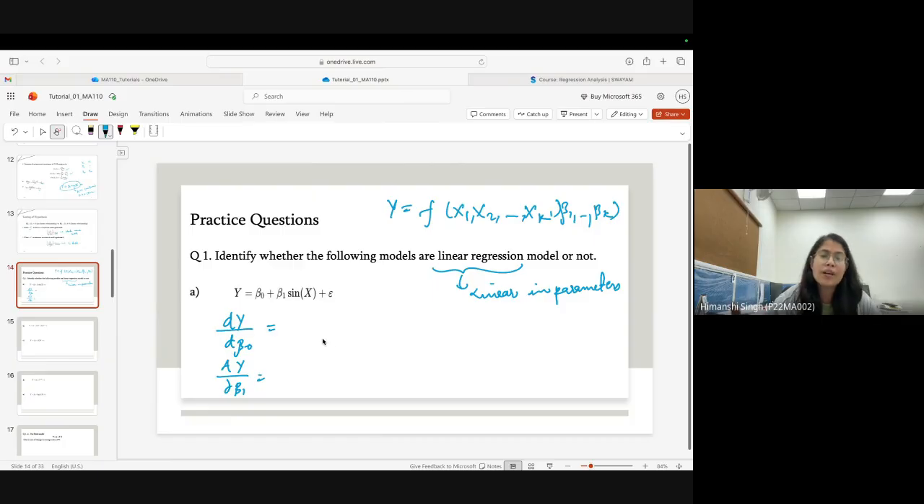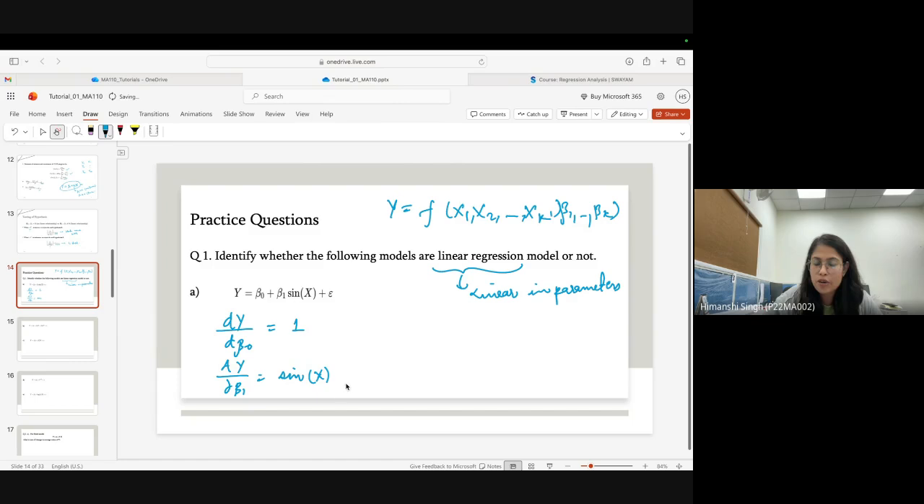If they are independent of beta naught and beta 1, both of them, then I can say that the model is a linear regression model. Otherwise, I cannot say that the model is a linear regression model. So here the differentiation with respect to beta naught will be 1, because the other term is independent of beta naught, so it will be 0. Only this term will be differentiable with respect to beta naught, and it will be 1. And the partial derivative with respect to beta 1 will be sine x.